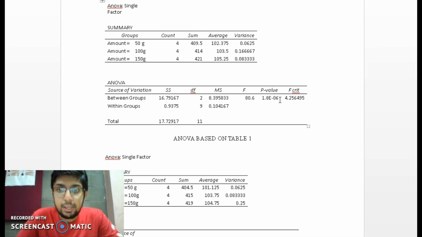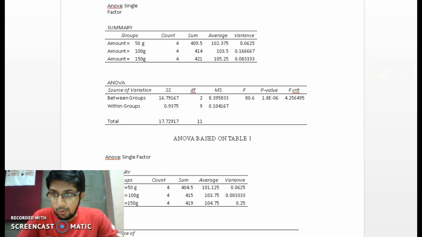This is because the p-value that we have obtained in this ANOVA table is 1 times 10 to the power of -5, which is smaller than our alpha, which is supposed to be 0.05. So this is one of the main reasons why our hypothesis is not accepted.